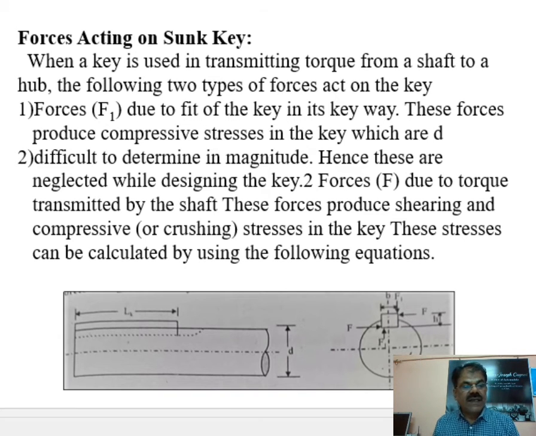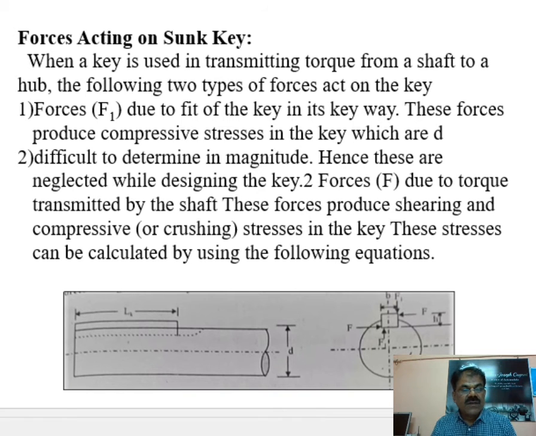So then, what are the forces acting on the sunk key? When a sunk key is used for transmitting the torque from shaft to hub, the following two types of forces act on the key. Number one, forces F1 due to fit of the key in its keyway. These forces produce compressive stresses in the key which are difficult to determine in magnitude. Hence these are neglected while designing the key.